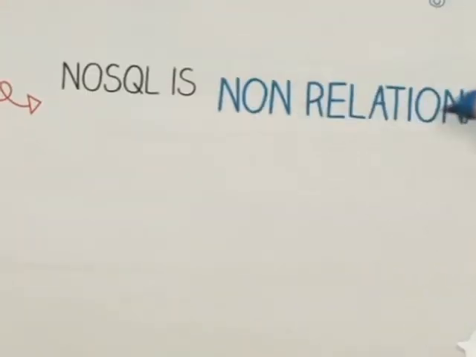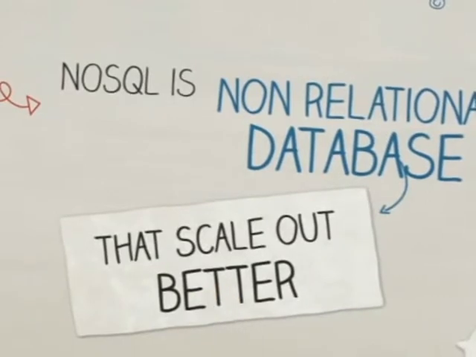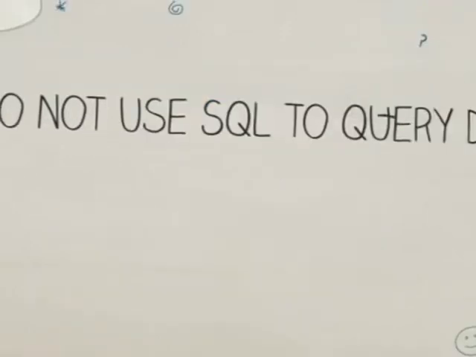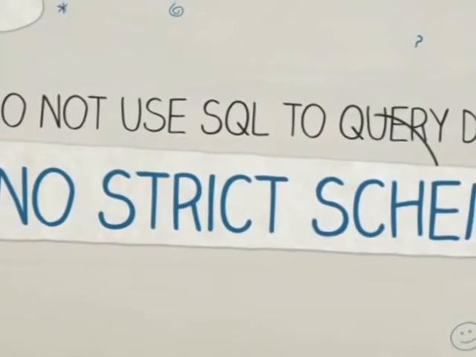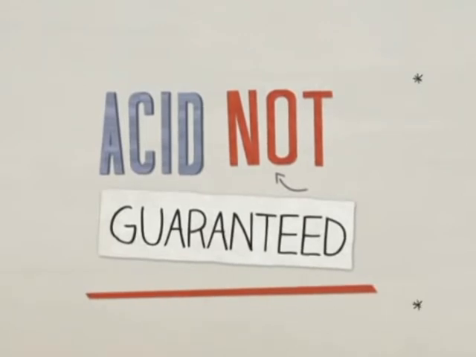NoSQL databases are non-relational databases that scale out better than relational databases and are designed with web applications in mind. They do not use SQL to query the data and do not follow strict schemas like relational models. With NoSQL, ACID, atomicity, consistency, isolation, and durability features are not always guaranteed.